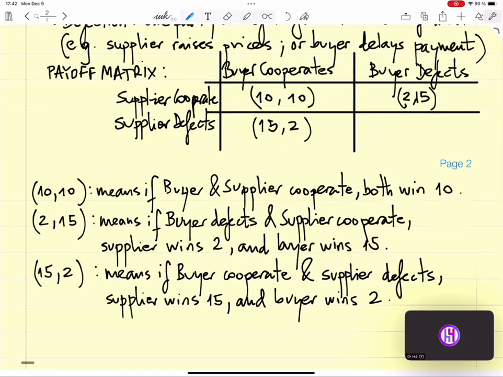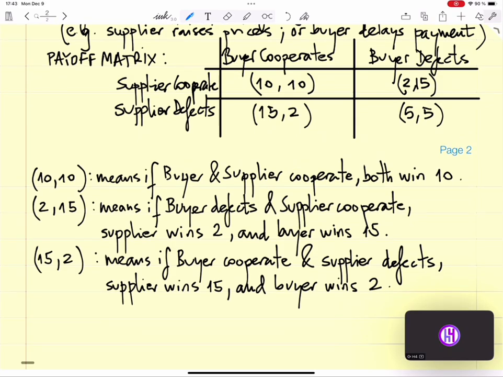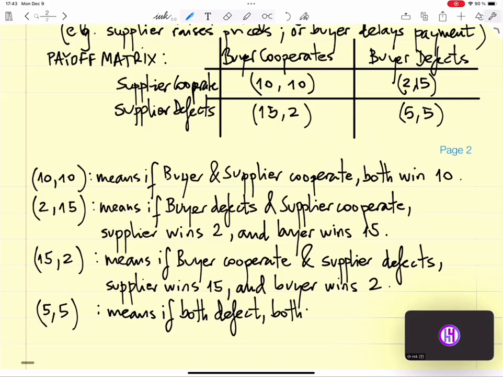And then if both defect, there is 5 and 5. Means if both defect, both win 5, if they don't cooperate with each other. Okay? Any questions? Any questions about this?